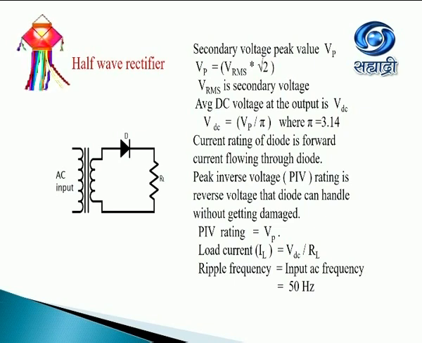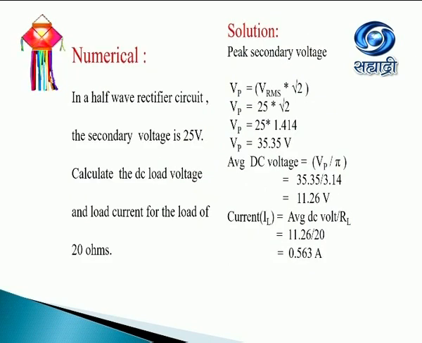The ripple frequency is equal to the input AC frequency because a half-wave rectifier only rectifies half of the wave. So the ripple frequency is 50 Hz. Now we can consider the numerical.